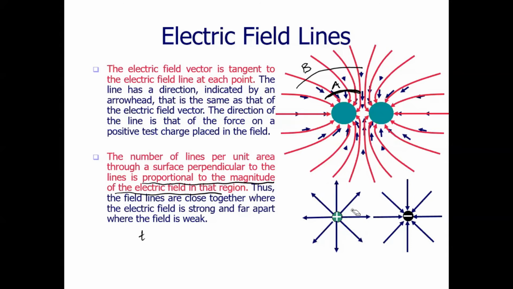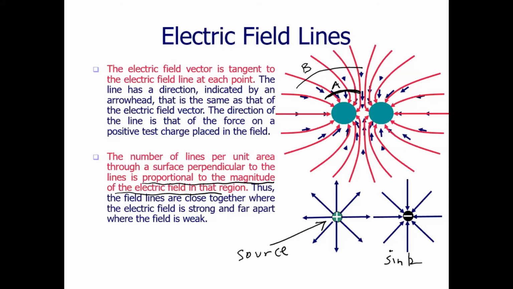The other point I want to mention is that these electric field lines always originate from the positive charge and they terminate on the negative charge. Hence, we say that the positive charge is the source because that is where they originate, and the negative charge is the sink because that is where they terminate.